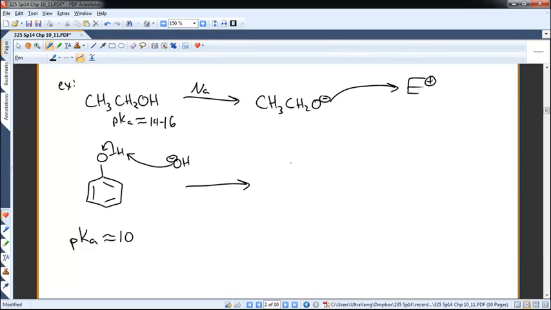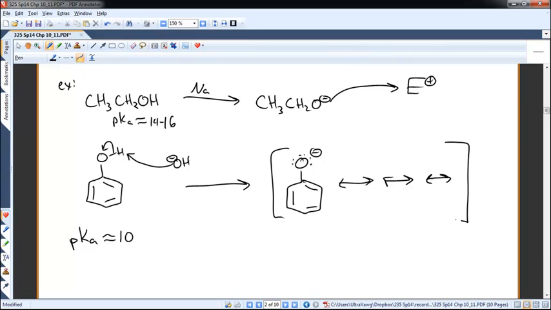But why? Well, it's a stronger acid because after the phenol gets deprotonated, this guy is resonance stabilized. And you should be able to draw 3 more resonance contributors. Go ahead and pause the video and try and do it with this structure. I'll give you a hint. The first step is this.